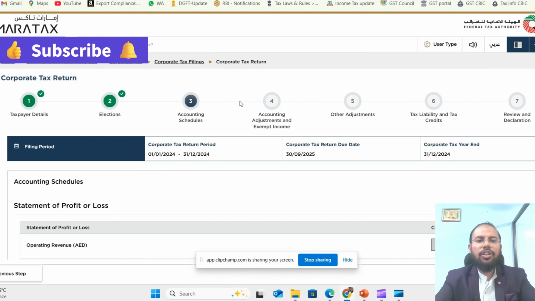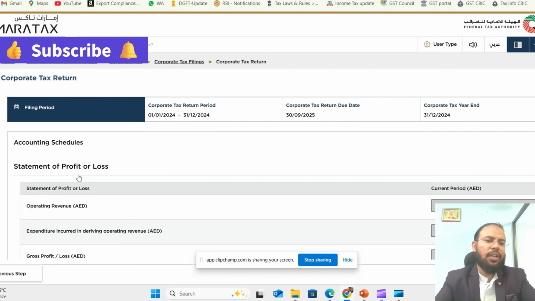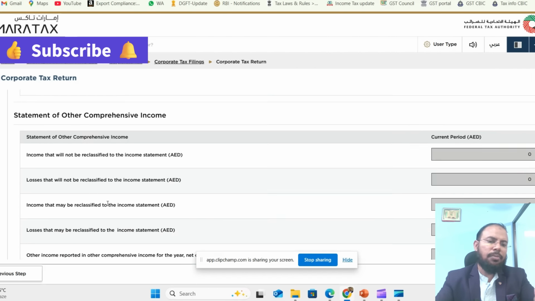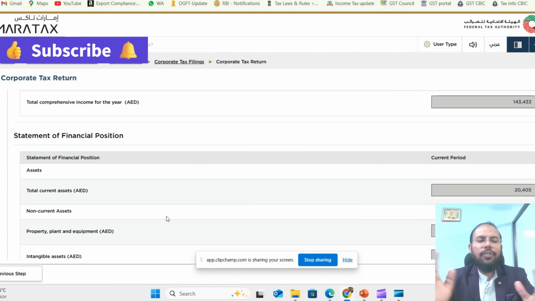And here we will start from the accounting schedule. The accounting schedule is a very simple step. In this you need to inform according to your financial statement. First of all we need to fill in the statement of profit and loss account according to your FS. After that we need to inform the statement of financial position, meaning the balance sheet information. Whatever is coming in the financial statement, you need to put here accordingly.